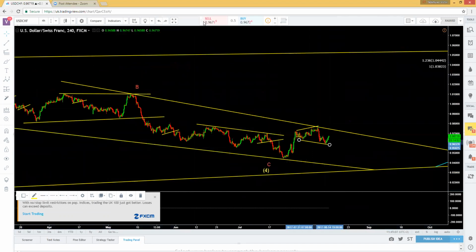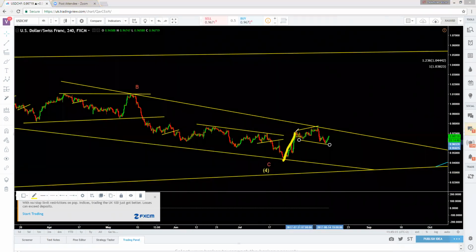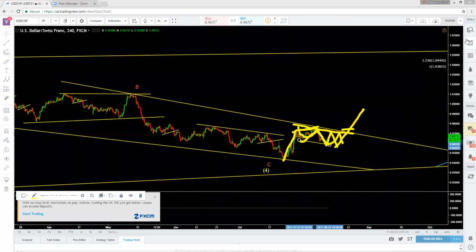Or another option, or what could have happened, is that this could have been an impulse that ends in an ending diagonal in wave 5. After wave 5, we get an A, B, C, and then we go, right? But overall, this is the corrective structure we're looking at. We just want to break out of it to go long. That is US dollar Swiss.